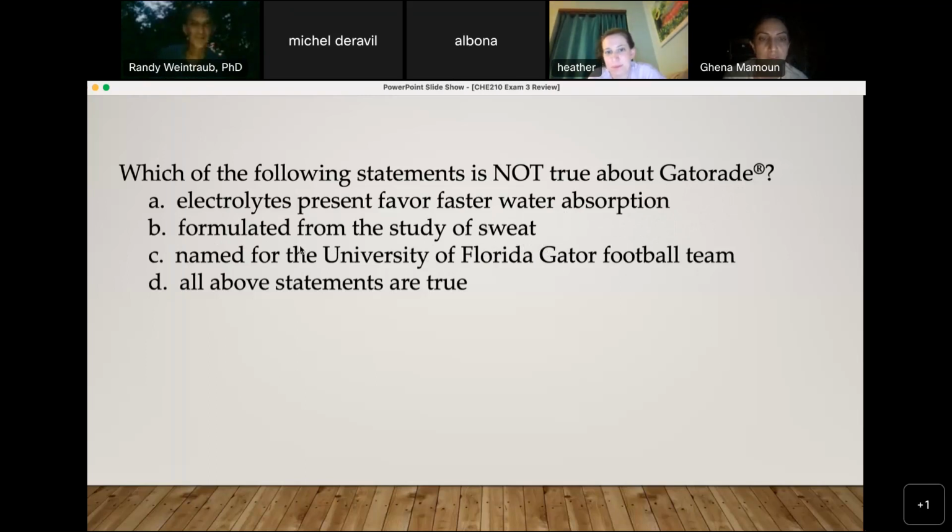It's all of the above, probably, right? Yeah, they sold it, I think to Coca-Cola or some big company, formulated from the study of sweat. That's true. Named from the University of Florida, so that's true. It's actually all of them that are true. Okay.